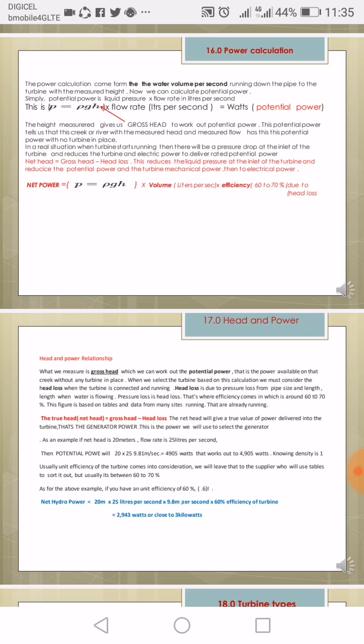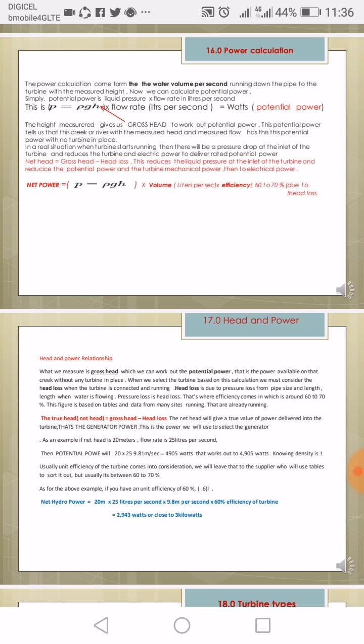Now, there's the liquid pressure, which is the gross head. You have net head and gross head. Gross or potential head times flow rate in liters per second equals watts. That's the potential power. Now, if the potential power is greater than the connected load, maybe we can celebrate, and you may start work, because I can find a turbine and put it at this location. I get the gross head and measurements so you may work out the potential power.